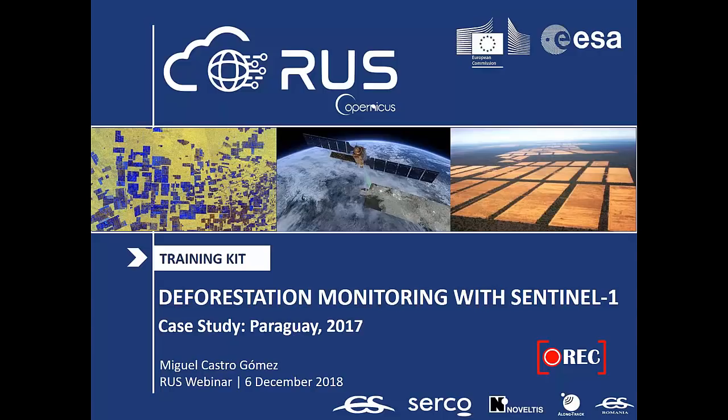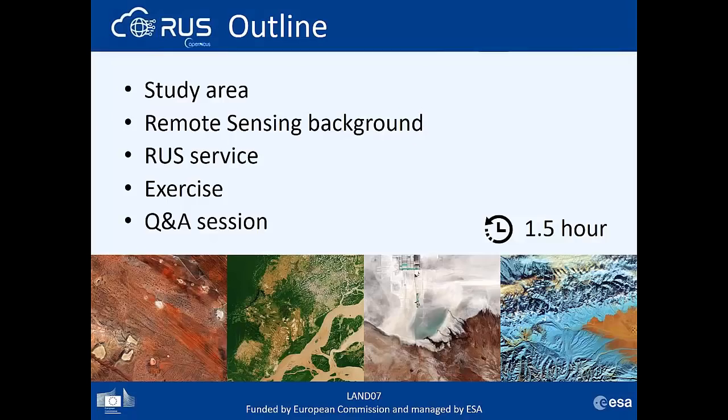So let's get started and let's have a look to the outline of this webinar. We will first of all have a look to the study area where we will perform the analysis today. Then we will cover very briefly the theory behind the use of remote sensing for deforestation mapping. We will then use the RUS Copernicus virtual machines to perform our exercise, and we will take advantage of the cloud computing capabilities that we have within this service. And at the very end, we will have a Q&A session, more or less 20 to 30 minutes.